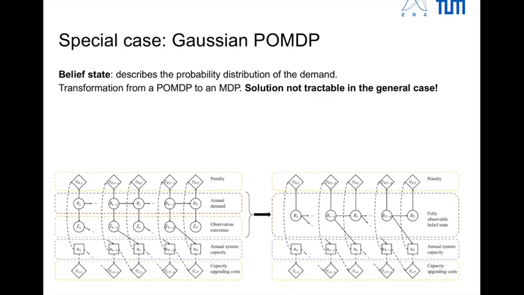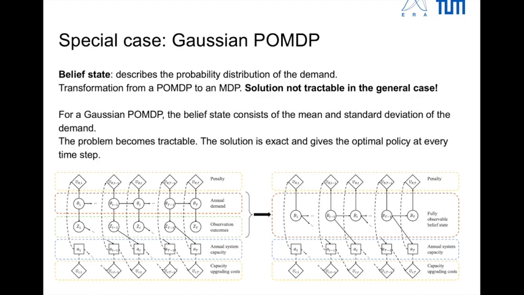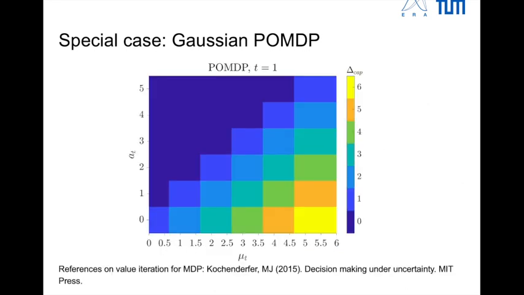However, the solution is still not tractable in the general case. But in the particular case of a Gaussian POMDP, where all the variables and the transition probabilities are Gaussian, the belief state is actually summarized by a few parameters, which in this case consist of the mean and standard deviation of the demand. The problem then becomes tractable, the solution is exact and gives the optimal policy at every time step. The shape of the solution then takes this form. The solution is basically a matrix where we can read on the x-axis and the y-axis the values of the belief state, and in color the associated action at that particular time step.